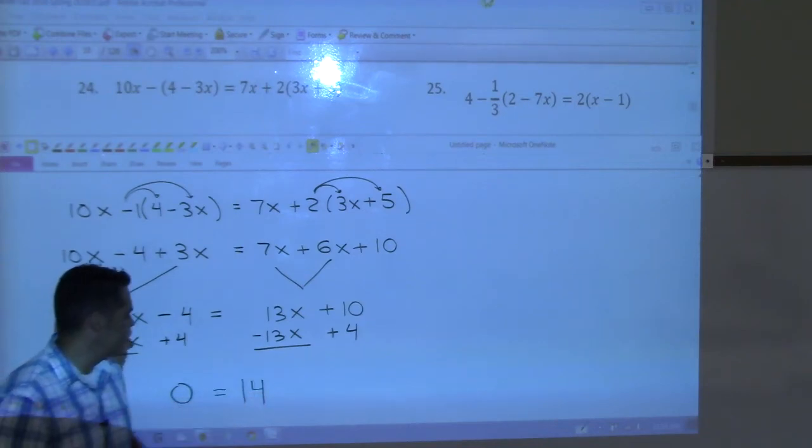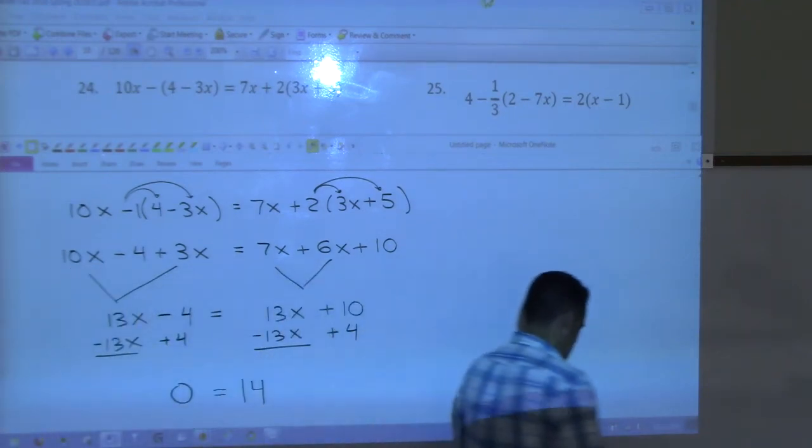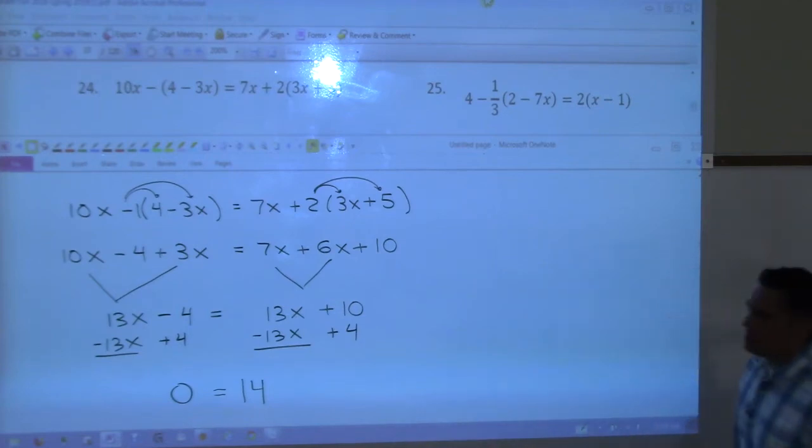So I'm here to tell you today that 0 equals 14, right? No. What does that tell you? That means there's no solution to this equation. There is no solution. All right?